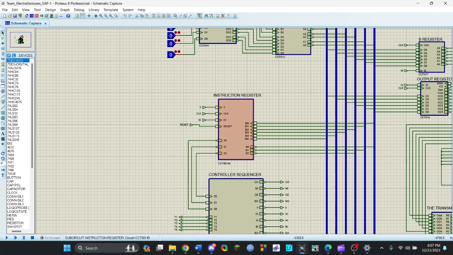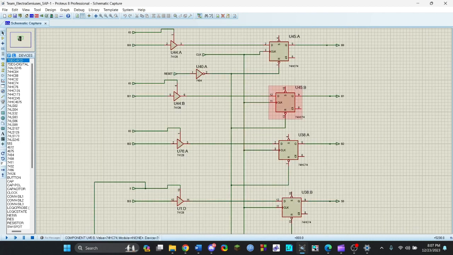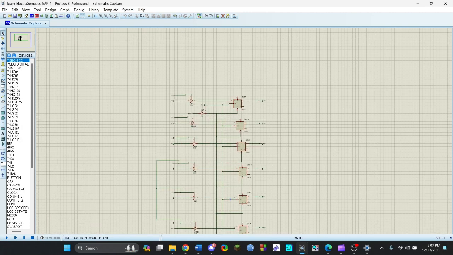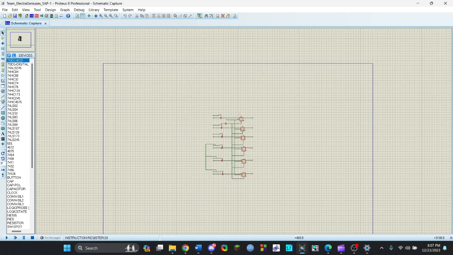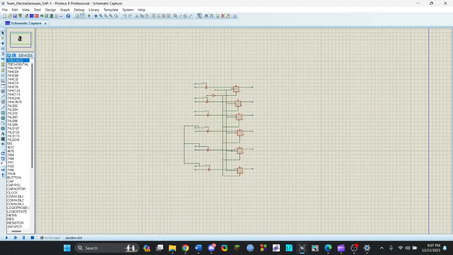Let us see the design of this instruction register. It is designed using the 74HC74 IC, and there are 6 D flip-flops. Using these ICs, we have constructed this, and we can also see the set, reset, and clock inputs, with positive edge-triggered dual flip-flops.